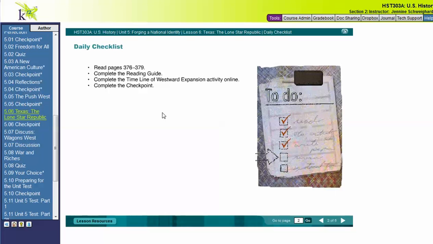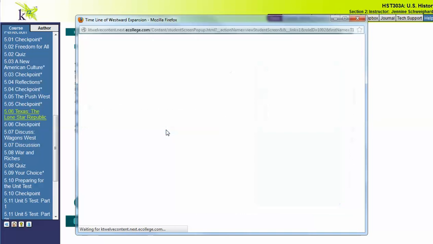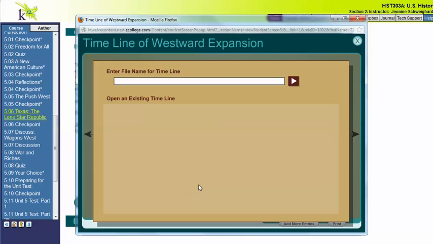Okay. So once we have read and filled out our reading guide, we're going to come in here. It says after you finish reading, follow the directions in the student guide and create a timeline of Western expansion. Now, this particular assignment is not due for you. I'm not going to be collecting this, but you can do the timeline activity here in the course. It's great practice, and this can also be something that you revisit before the test to come back and review.